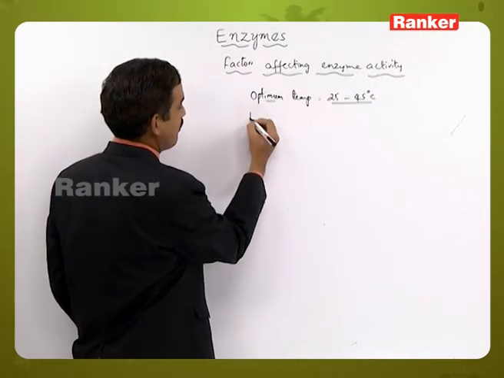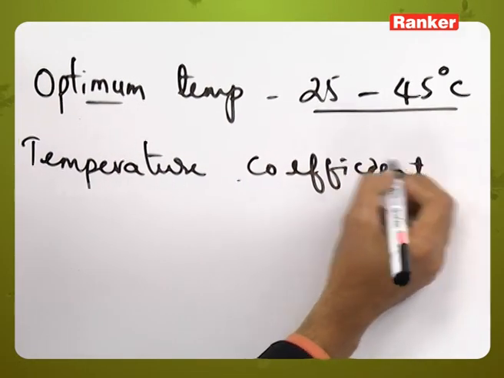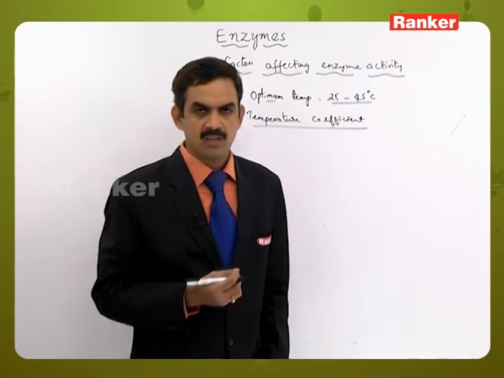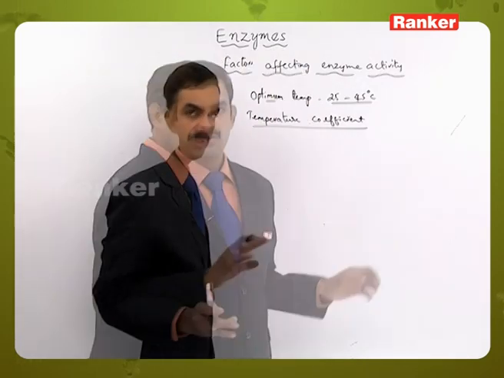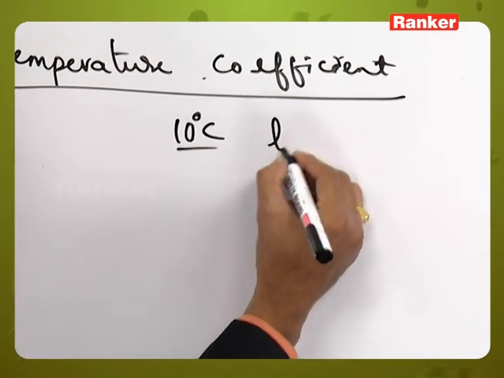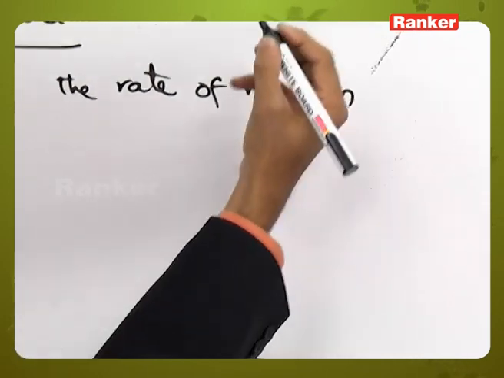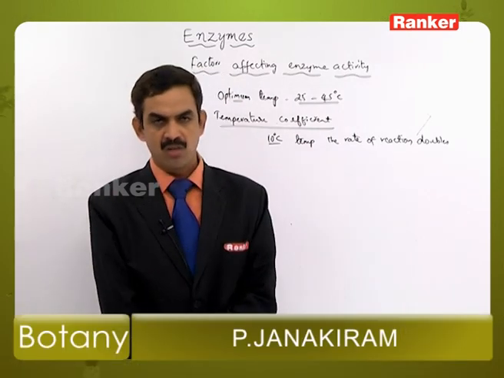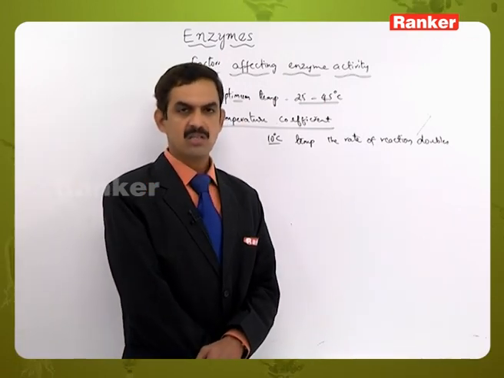And here there is a temperature quotient. For every 10 degrees of temperature, what happens? There will be a change in the rate of reaction. So this is the temperature quotient. For every rise of 10 degrees centigrade of temperature, the rate of reaction or activity will double. This rise in the rate of reaction or activity of the enzymes for every 10 degrees of temperature is called the temperature quotient.